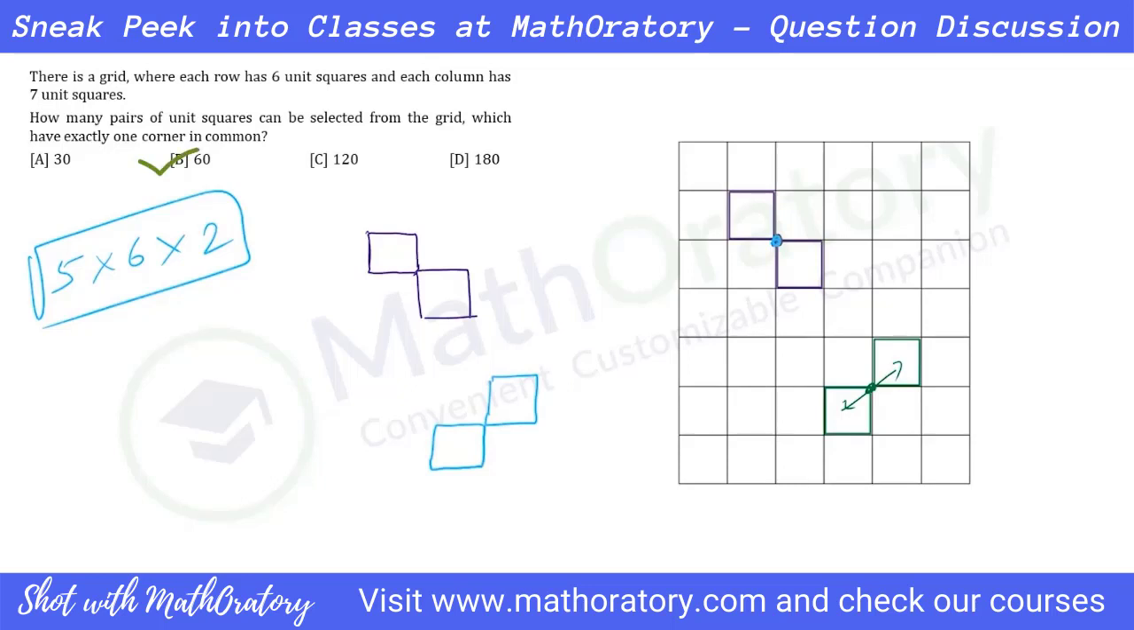You don't even have to draw the figure, because there are 6 unit squares in each row. This should produce 5 intersections, and there are 7 unit squares in each column. So that should produce 6 intersections. So that is this 5 and 6. And then for each intersection, you should be getting 2 of these, right? The 2 blue ones, or in this manner, the 2 green ones. So the answer is 60.